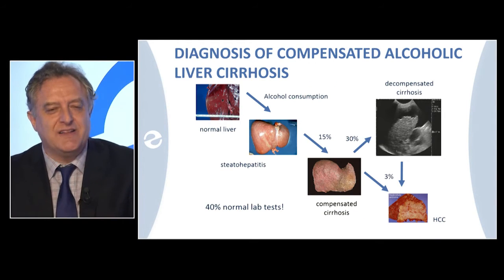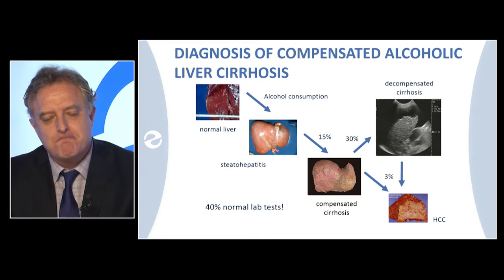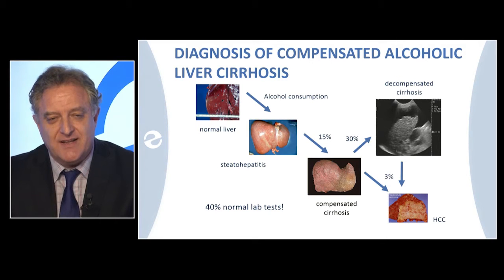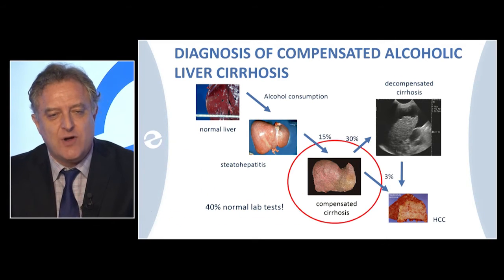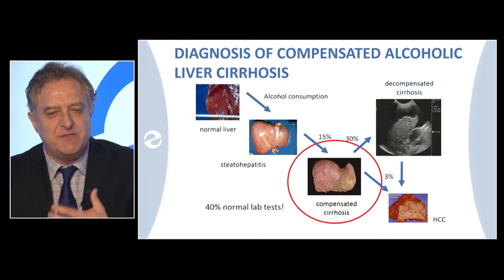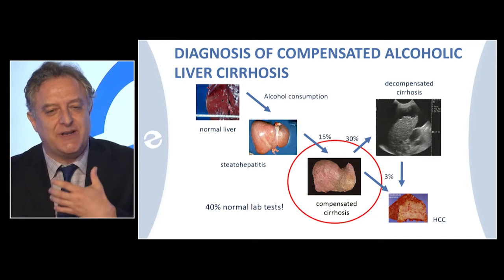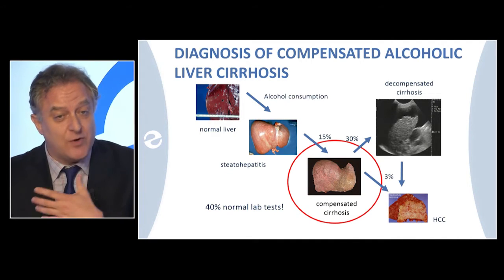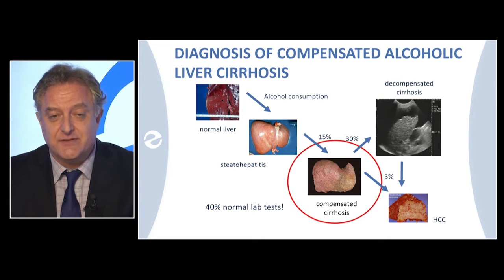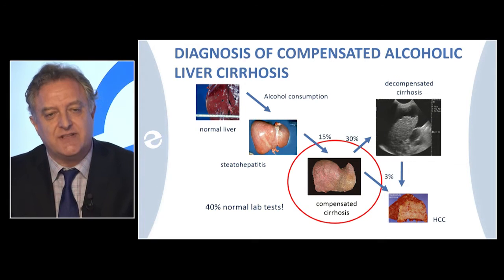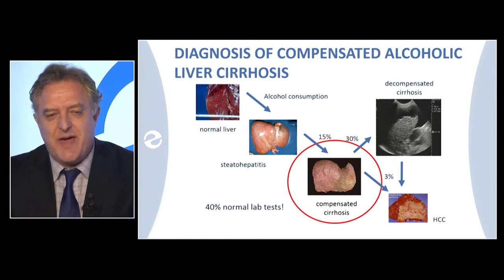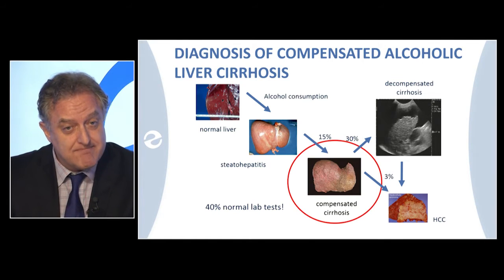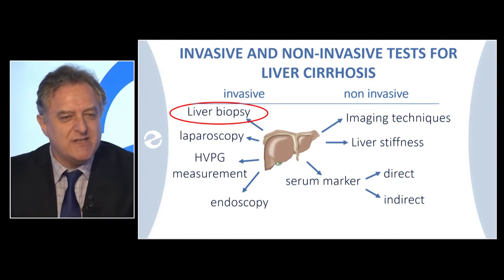Well, if we go back a little bit to the natural history, we will agree that the key here is how can we identify these patients with a silent, asymptomatic, compensated cirrhosis due to alcohol. They are patients walking in the street, they are working normally, they don't have symptoms, but they have a cirrhosis. We need to identify those patients. Well, which methods do we have to do this task? Number one is liver biopsy.